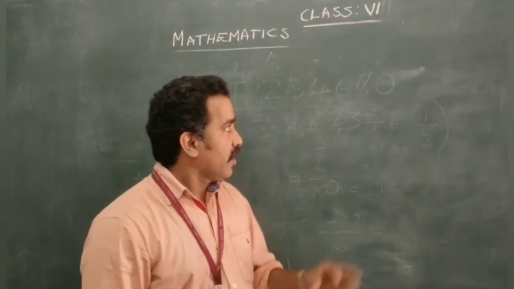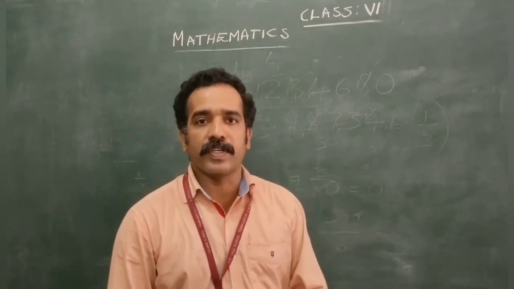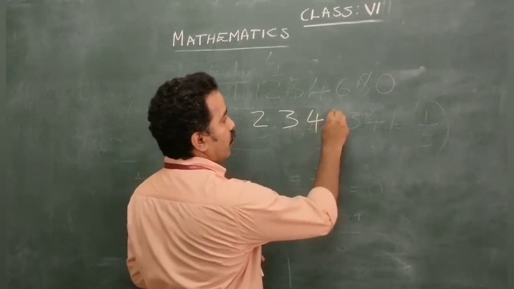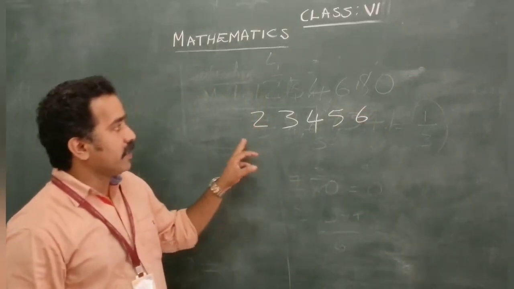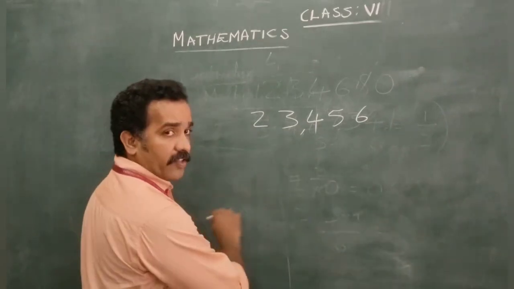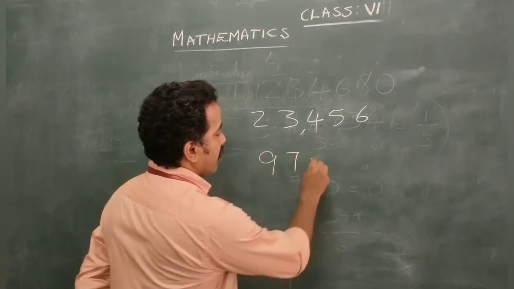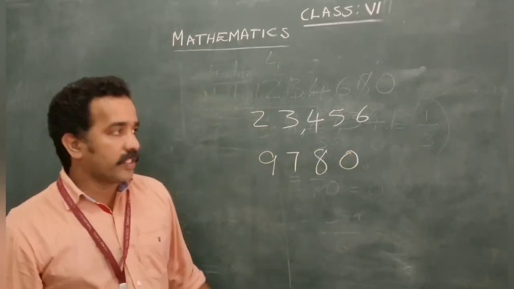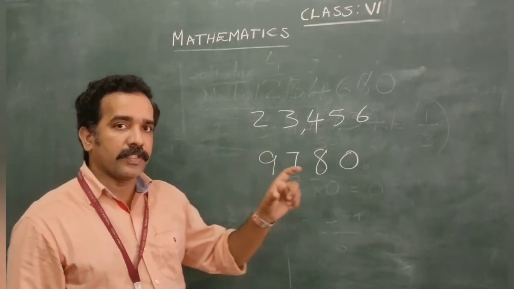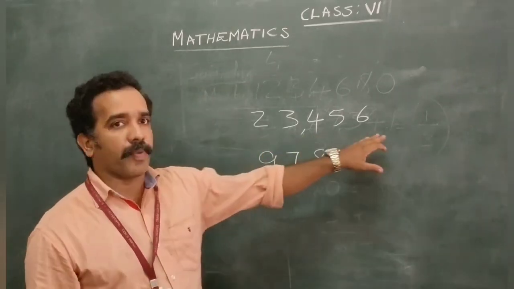So children, to compare two numbers, the first step is to count the number of digits. Let us see an example. Here 2, 3, 4, 5, 6, this number is 23,456. Another number I am going to write is 9780. This is the second number. If you want to compare these two numbers, compare means which one is big, the first step is to count the number of digits.